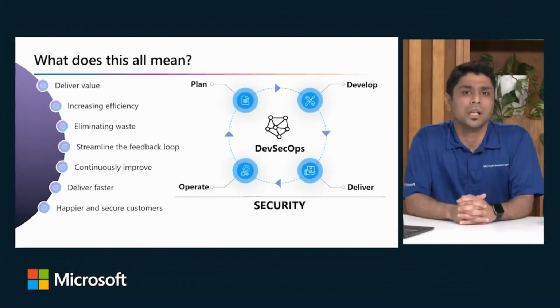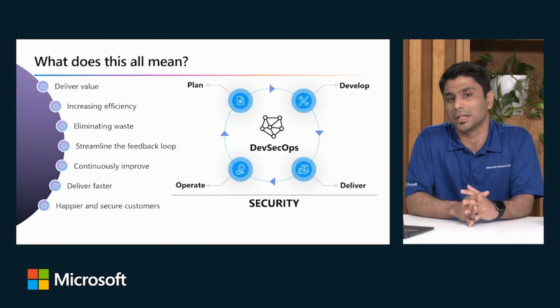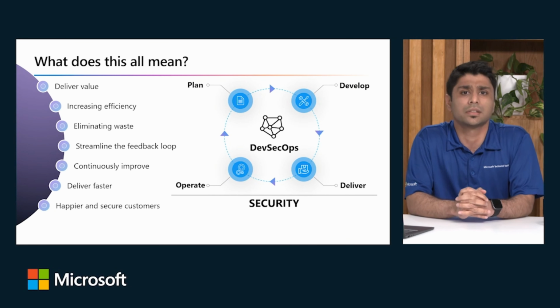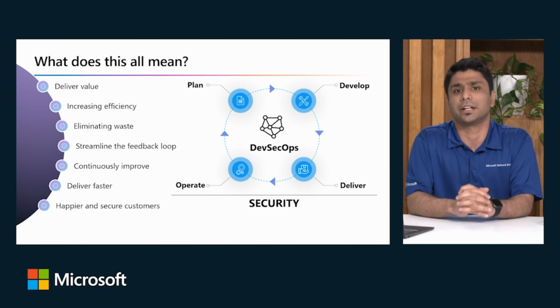But how? Now, DevOps is closely tied to something called agile, and we'll talk more about it in Module 2. Increasing efficiency, eliminating waste, feedback loop, continuously improve, and deliver fast. Now, these all go back to the idea of agile.